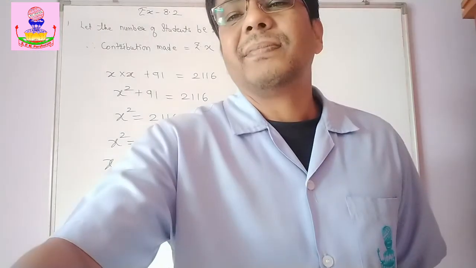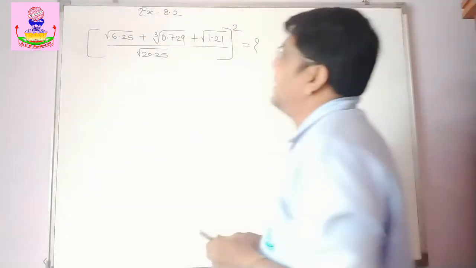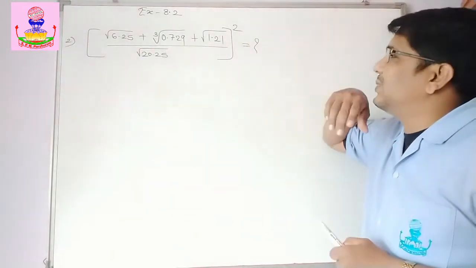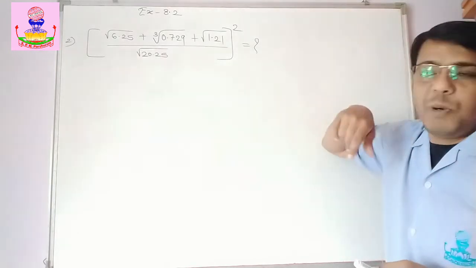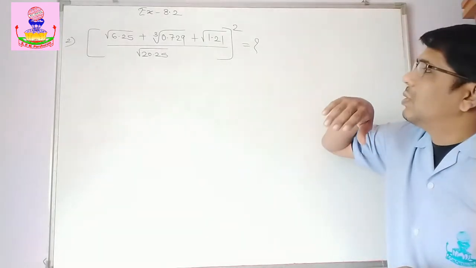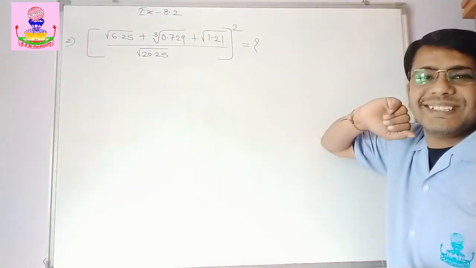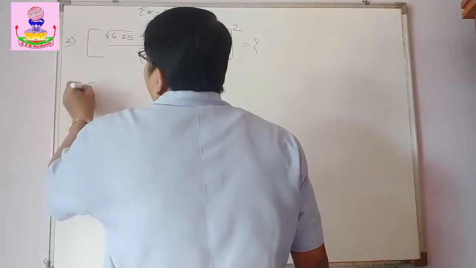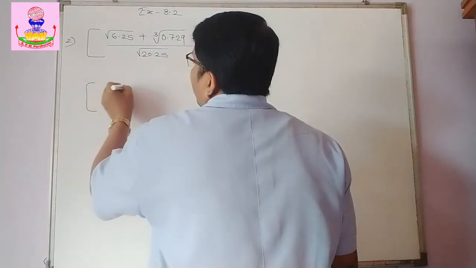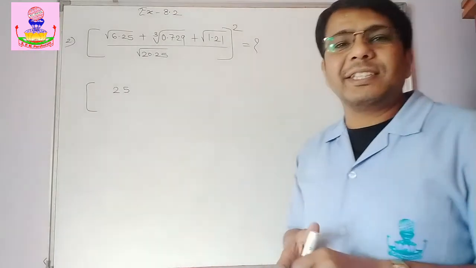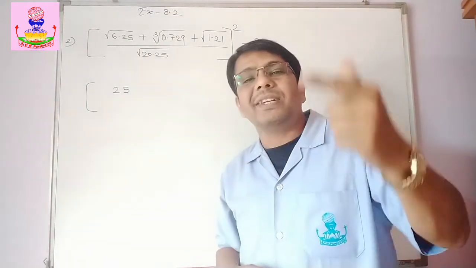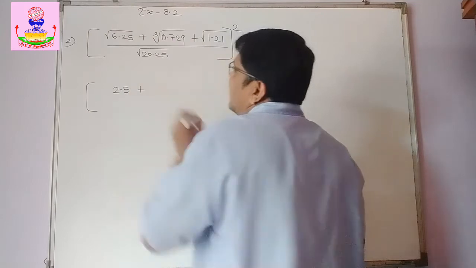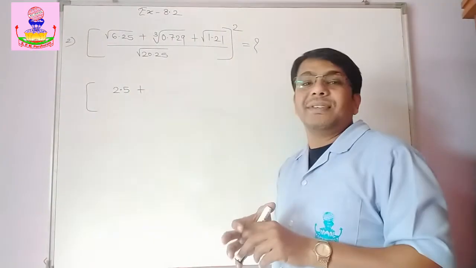Okay. Now let's move to the second example. Square root of 6.25 plus cube root of 0.729 plus square root of 1.21 upon square root of 20.25, whole square, is equal to how much? First we will find the square roots and cube roots. Now I know the square root of 625 is 25. But here it is 6.25, with 2 digits after the decimal point. So in its square root, how many digits after the decimal point? Yes, 1 digit. So it becomes 2.5.